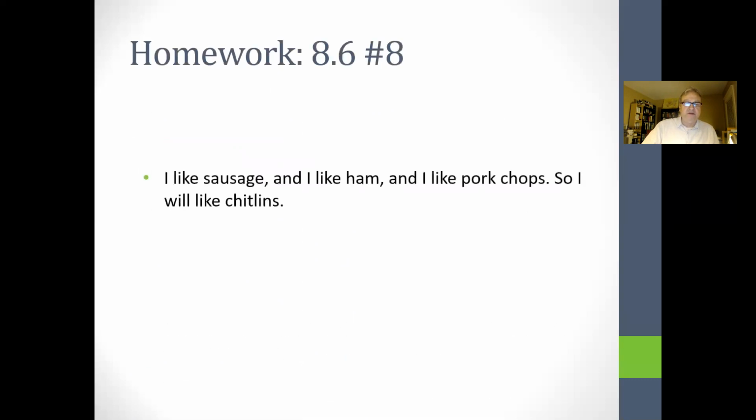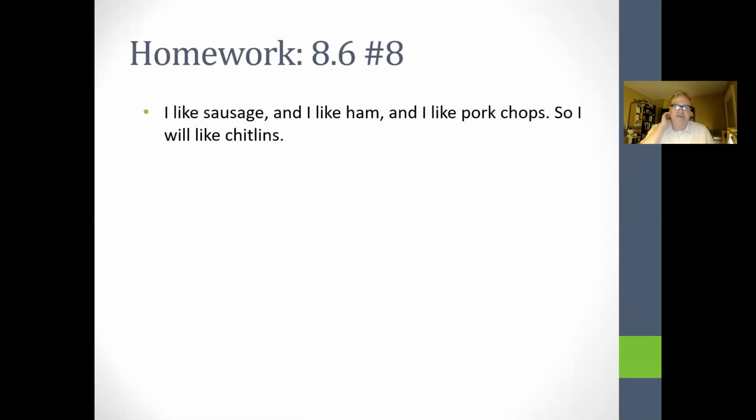Number 8, "I like sausage, I like ham, I like pork chops, so I will like chitlins." Okay, chitlins are chitterlings, they're pig intestines. It doesn't matter if you know that. They're comparing pig products, things to eat, and how much the speaker likes them, so they think they'll probably like chitlins. Certainly it is an argument by analogy. The relevant similarities are food that the person likes or something like that.